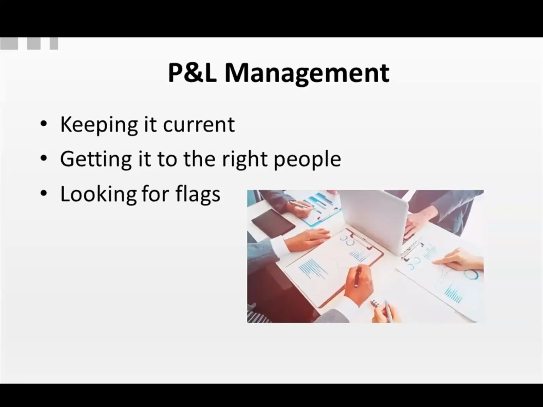The larger companies make the mistake of taking too long to complete the process, and by the time they get these documents out to people, it's too late for them to take any kind of action to improve the following month. So keeping things current is an important aspect of managing your profit and loss. Making sure that you get it to the right people on a timely basis is an important aspect of that. And then looking for flags, and we'll talk about some examples of the kinds of things you should be looking for when analyzing your profit and loss statement.